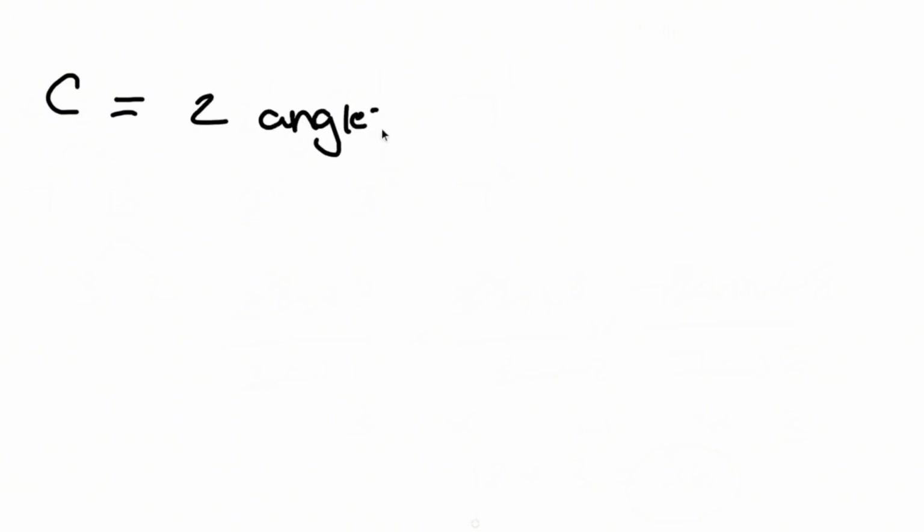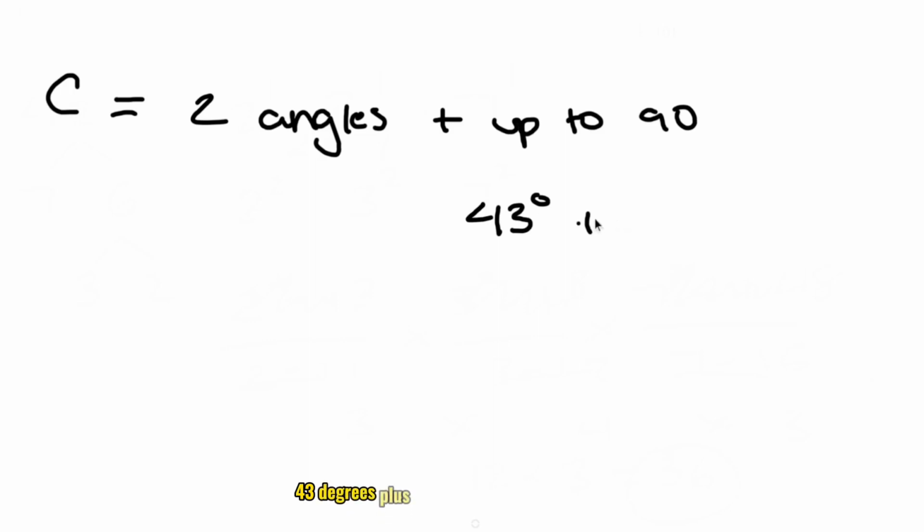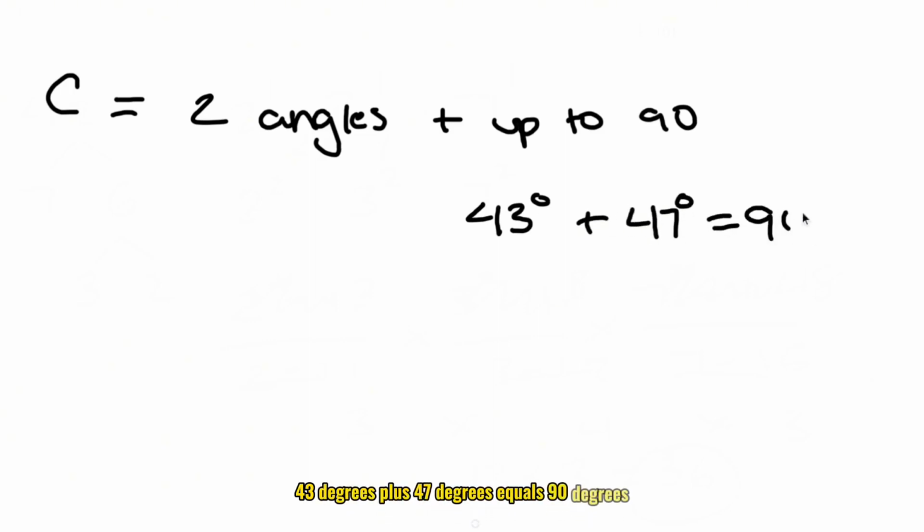Alright, so a complementary angle, let's write this as C, equals two angles that add up to 90. So for example, 43 degrees plus 47 degrees equals 90 degrees. So these two are complementary angles, and they're complementary to each other.